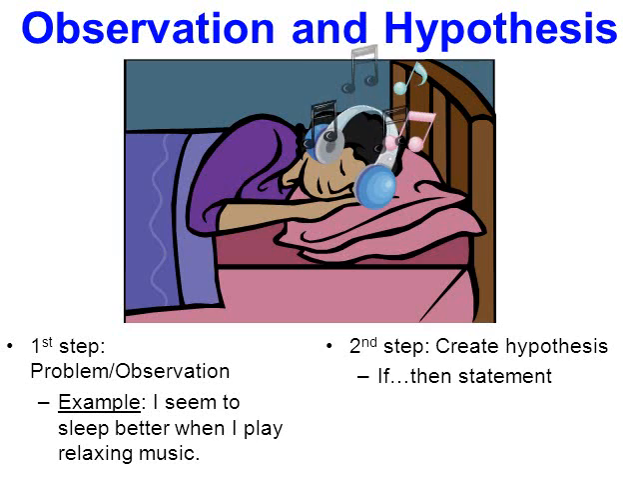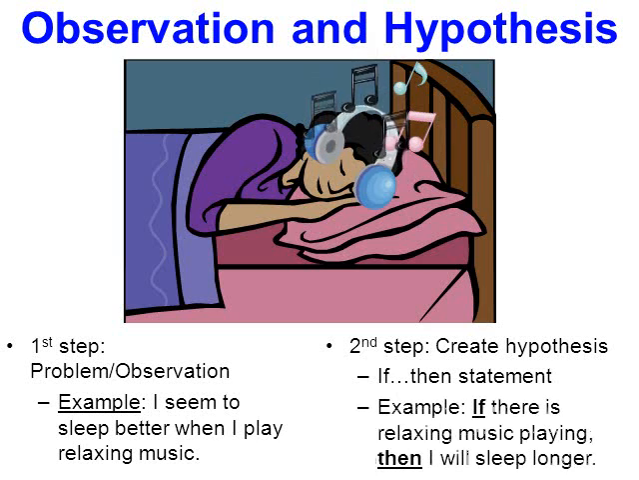So then step 2 is write a hypothesis. Typically what we're going to show you is an if-then statement, and an example of this might be: if there's relaxing music playing, then I will sleep longer. You might often see if, then, because: if there is relaxing music playing, then I will sleep better because the music puts me in a calming state where I'm able to relax and sleep better. So that's what we mean by an if-then statement. And that's generally step 2, our hypothesis. Well, let's move on to the next step.